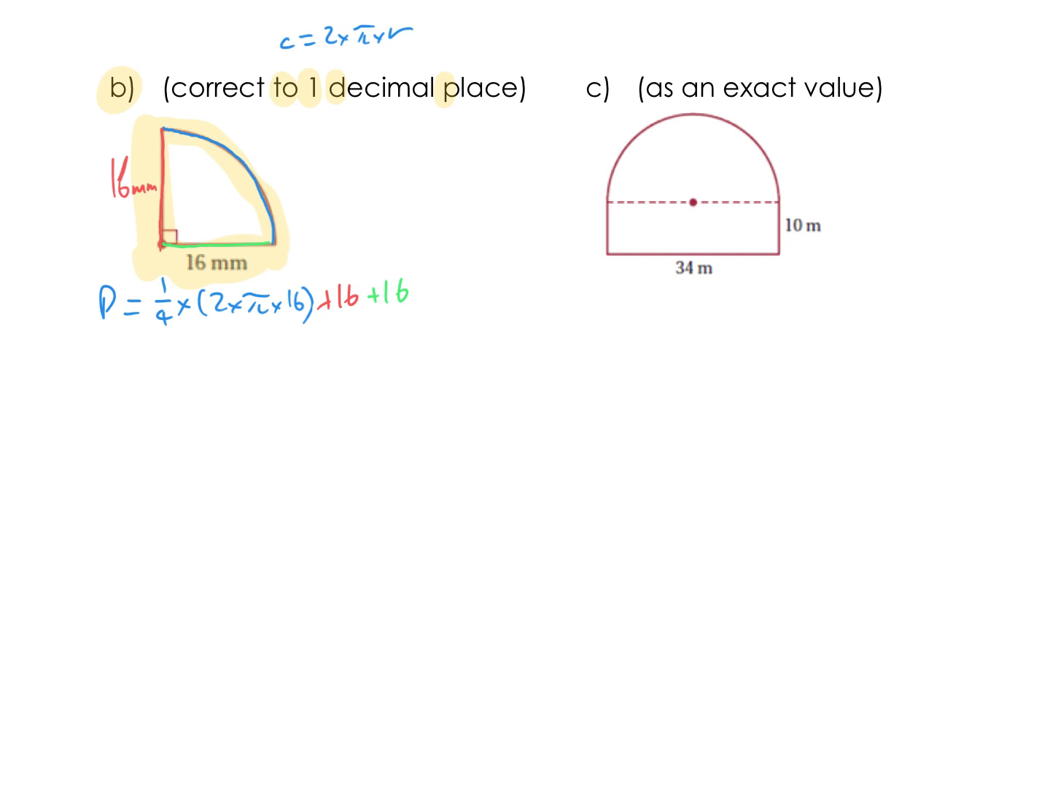Plus the green bit. All right, straight into the calculator. Approximately equal, and then we'll be done. Okay, 1/4 times. You don't actually need the brackets because it's all times. 2 times pi. 1/4 times 2 times pi times 16 plus 16 plus 16.